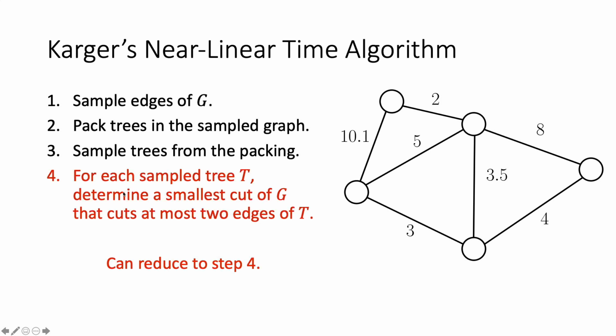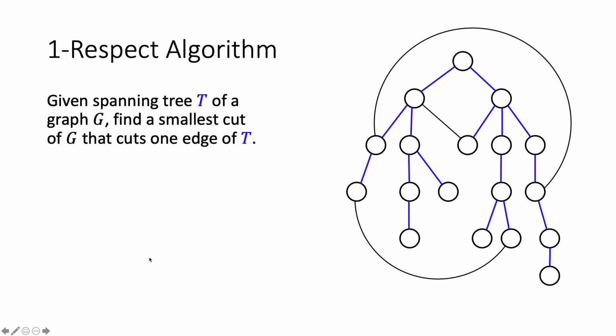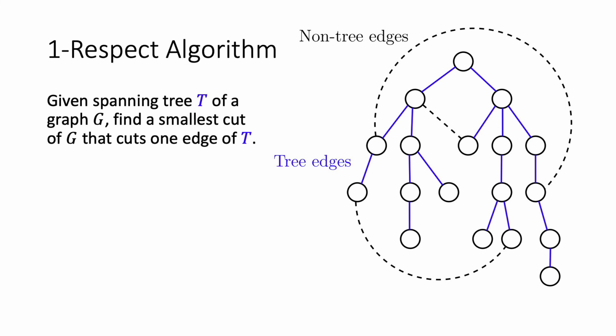All right, so let's go ahead and focus on this fourth step. This is the main focus of our paper, and it also is the complicated part of Carter's algorithm. Let's first start with a one respect algorithm, which is that given a spanning tree T of a graph G, we want to find the smallest cut of G that cuts 1 edge of T.